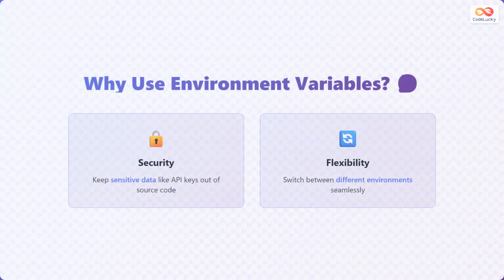Why should you use environment variables? There are two primary benefits. First, security. They help keep sensitive data like application programming interface keys out of your source code, preventing them from being exposed in your repository. Second, flexibility. They make it easy to switch between different environments seamlessly, such as moving from a development to a production setup without altering your code.